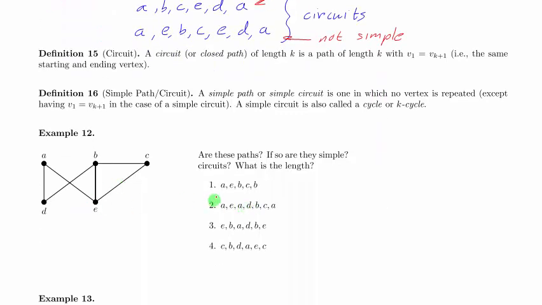Looking at another example here, are these sequences listed here paths? If so, are they simple? Are they circuits? What's the length of each one of those? So let's go through and just trace out each one, and we'll see if we can traverse along this graph between the vertices. So going from A to E, and then to B, to C, and then back to B. Now that would be length 4, but I've repeated an edge, so that would not satisfy our definition of path, and it also wouldn't be simple because we repeated an edge.